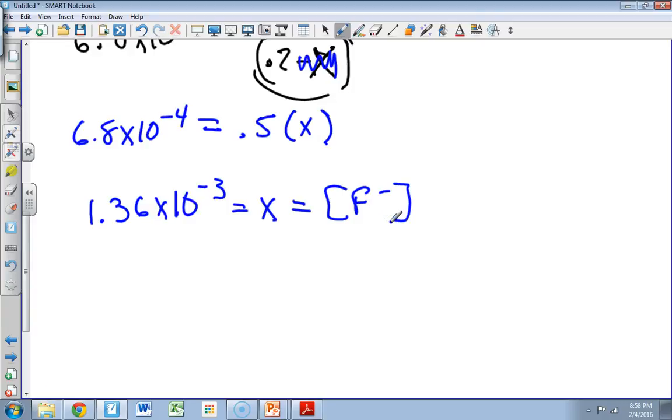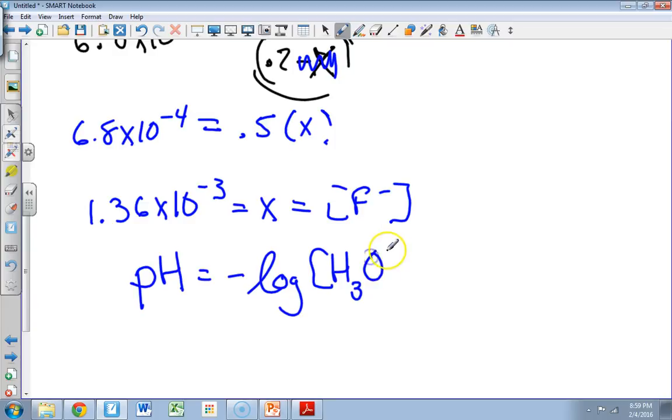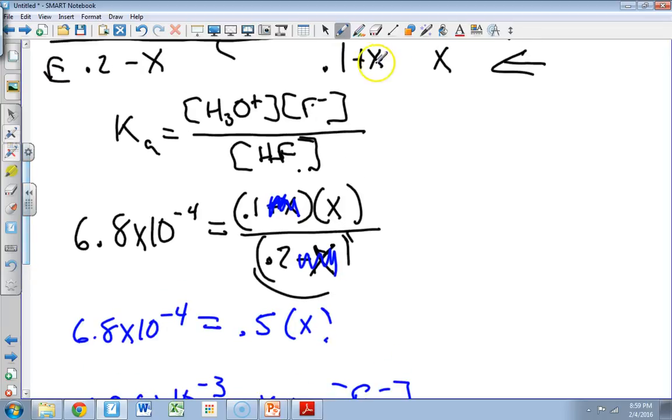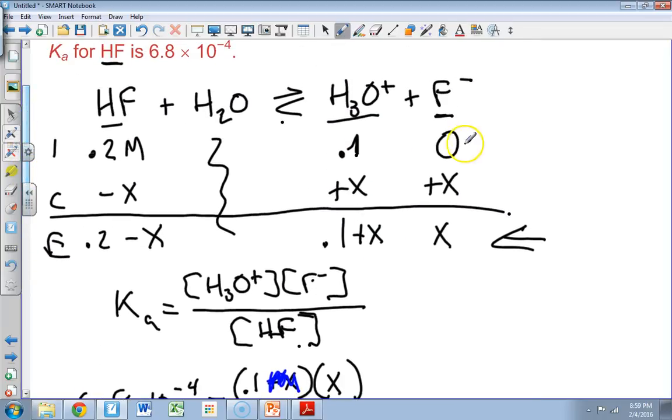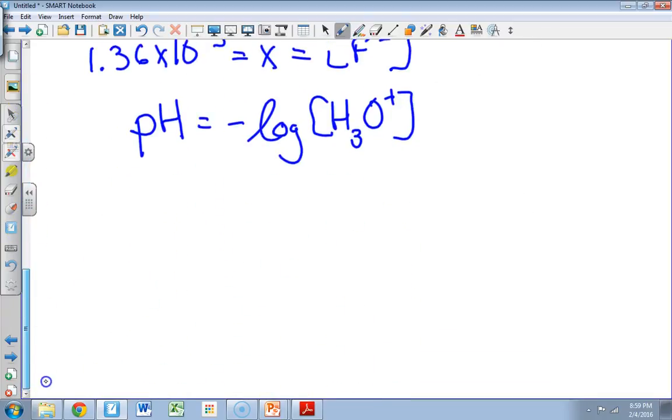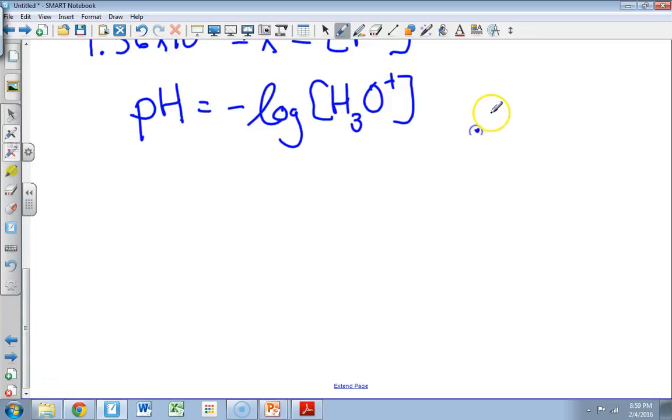But what if, the problem doesn't ask for it, but what if we wanted the pH? Well, the pH is equal to the negative log of the hydronium ion concentration. Well, what's the hydronium ion concentration? Well, the equilibrium hydronium ion concentration from our ICE chart is 0.1 plus x. So we can go over here, 0.1 plus x equals the concentration of the hydronium ion.